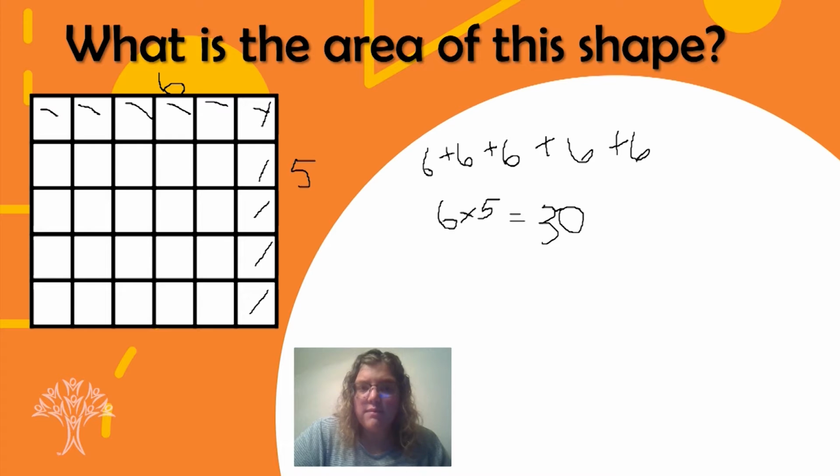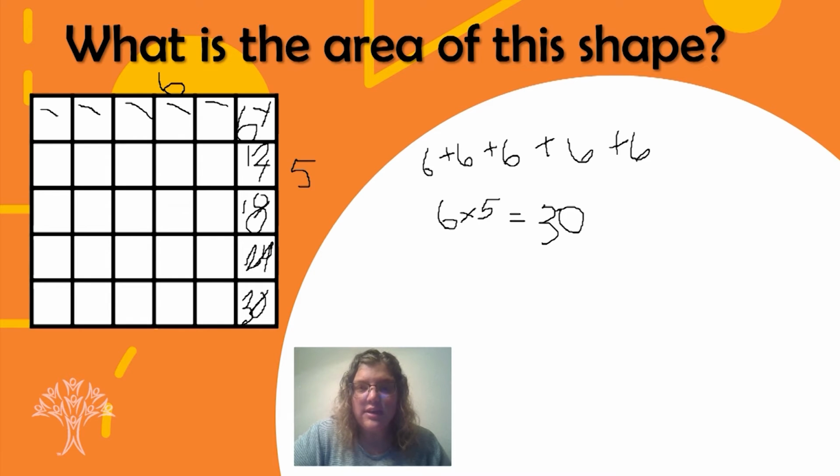Now to double check my work, I could go back through and count all those boxes. Or I could skip count. I know that there's 6 in this row. So I have 6, 12, 18, 24, and 30. That gives me a total of 30 square units.